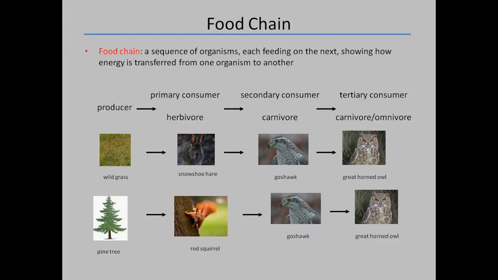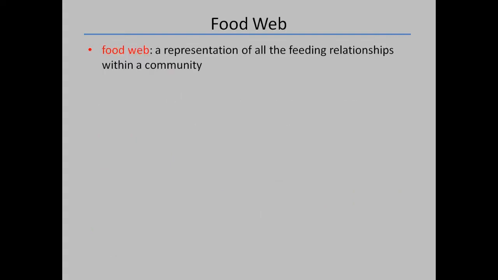Okay? Another example is if we look at the same ecosystem, we could have a pine tree in this ecosystem. And the pine tree, in particular the seeds from the tree, are eaten by a squirrel. And then the squirrel is eaten by the hawk, and the hawk is eaten by the owl. So what this shows us is that in an ecosystem, we can have multiple food chains. And rather than list them as multiple food chains, what we will often do is just show all of the interactions between the organisms in the form of a food web. It shows a representation of all the feeding relationships in a community.